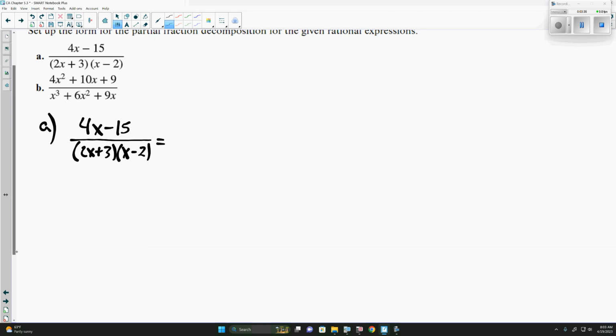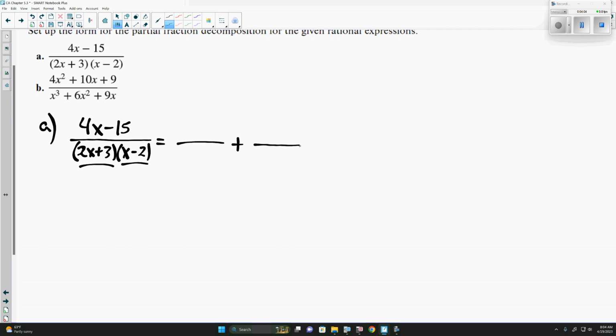So if we look at this one here, well, I have 2x plus 3. I have x minus 2. So we have a total of 2 factors. So the number of possible fractions that this rational expression can be broken up into is 2. Questions on this so far?